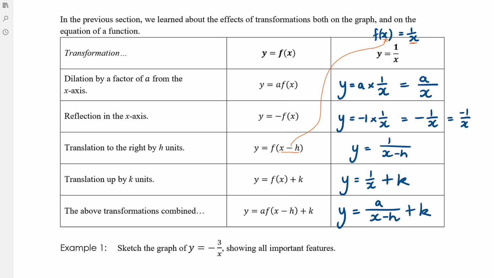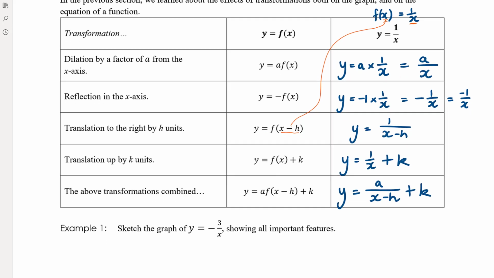If a is negative, we'll get a reflection. A will do, otherwise dilate. Translation left or right from h, and translation up or down from k. So we're looking at that most general form of the hyperbola. Okay, so taking those, let's now draw some graphs.